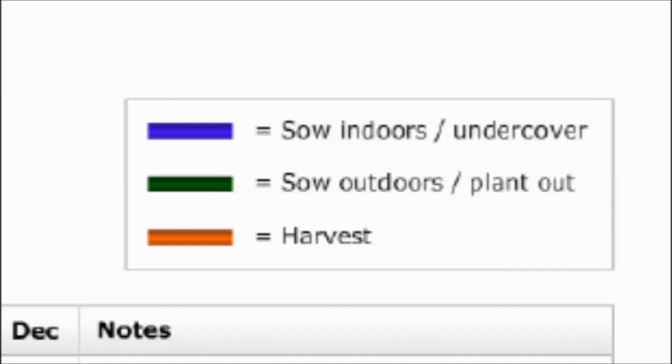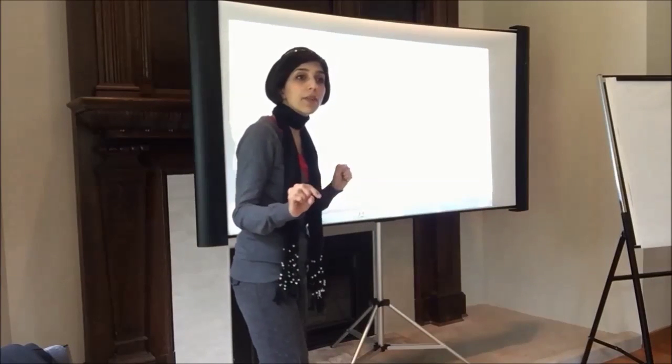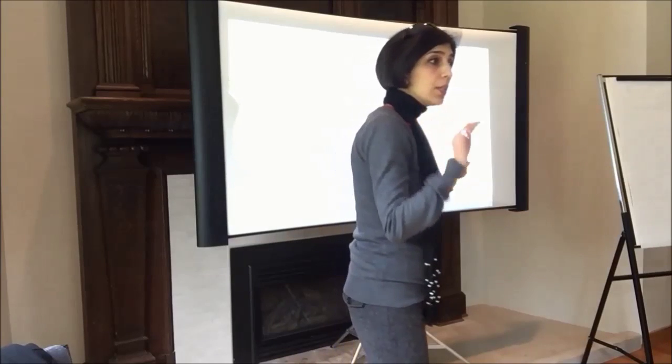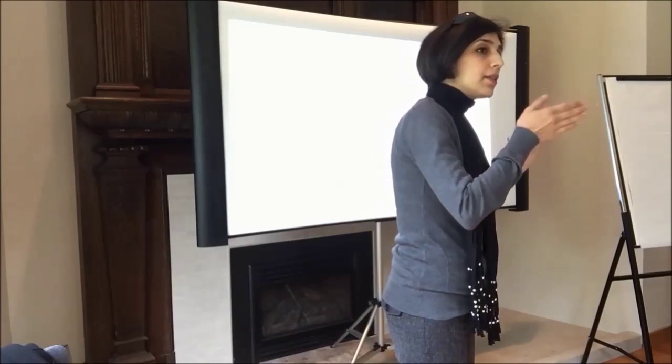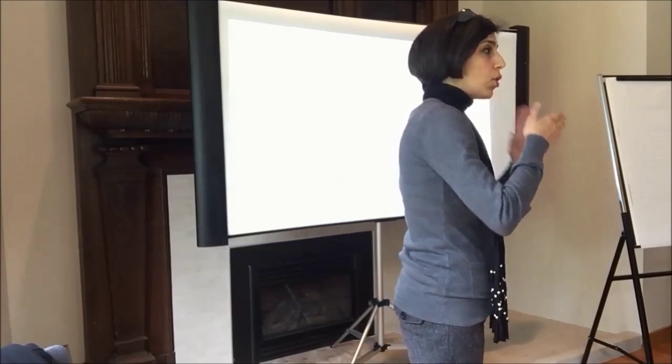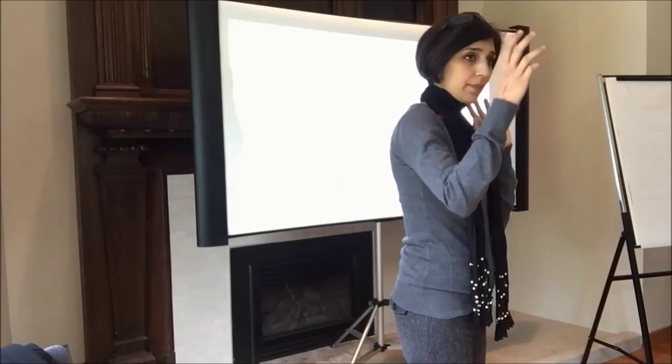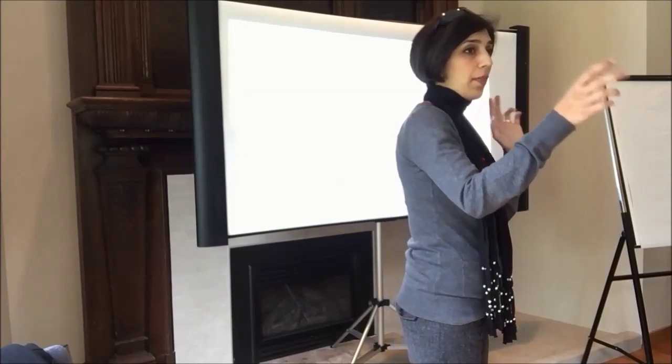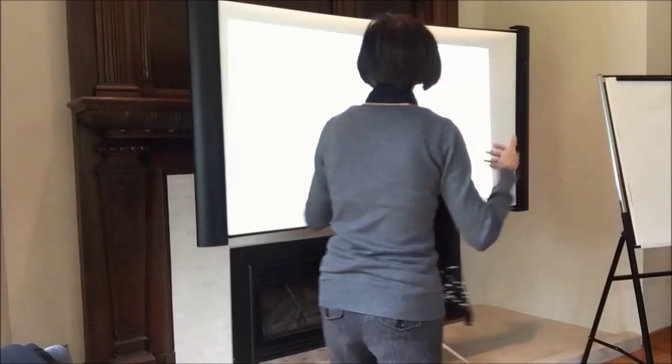It color codes, and the blue color tells you when you can sow indoors or under cover, and when you can sow outdoors or transplant, and when you can expect to harvest. And that's very important. When you're dealing with schools, especially if you're not around during the summertime, you need to plan it, time it, in a way that you don't have a lot of harvesting happening during summer when you're not there. So we'll talk about that.